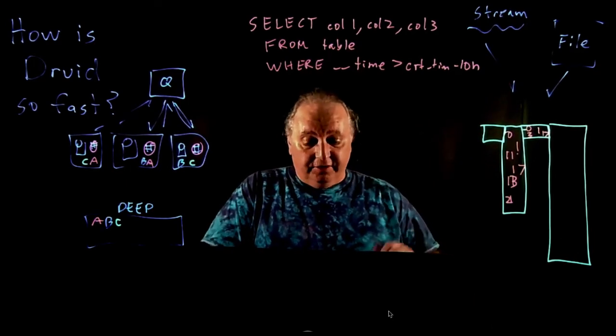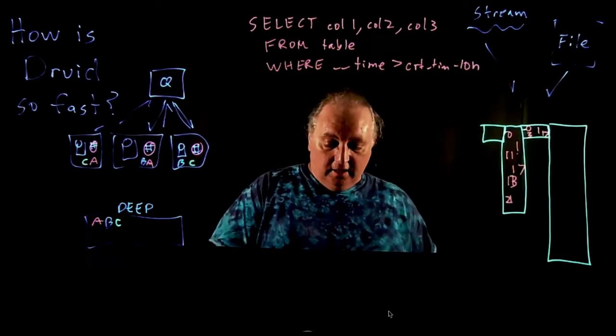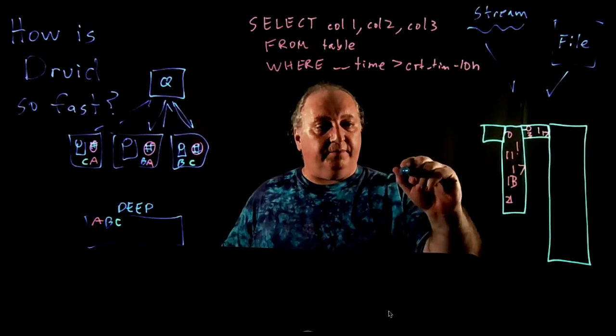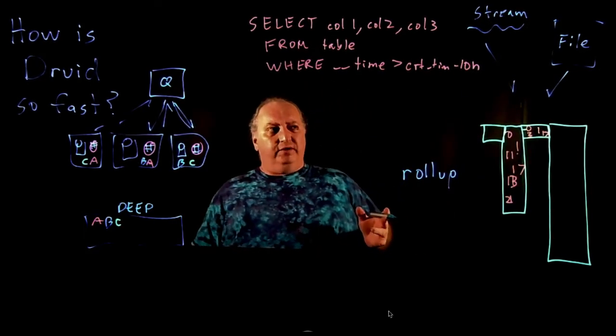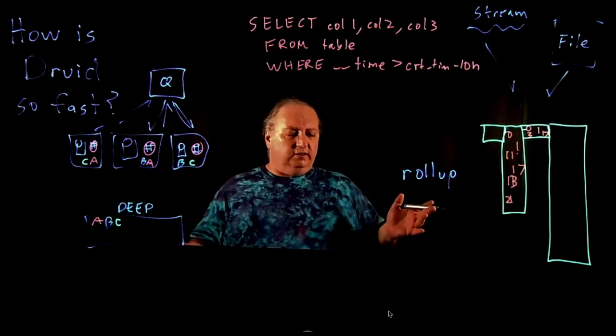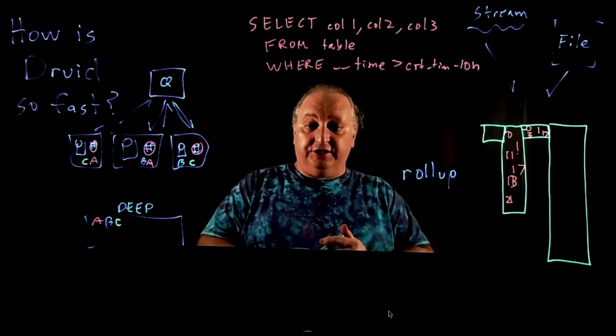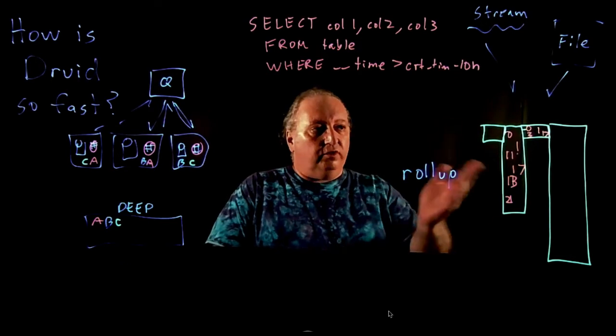But there's some tricks we can do to make it even faster. So one of those tricks is called a roll-up. So let's say when I'm doing these queries, I don't really need all the data. Let's say I only care about what happened in each second. Well, I could roll it up by second.